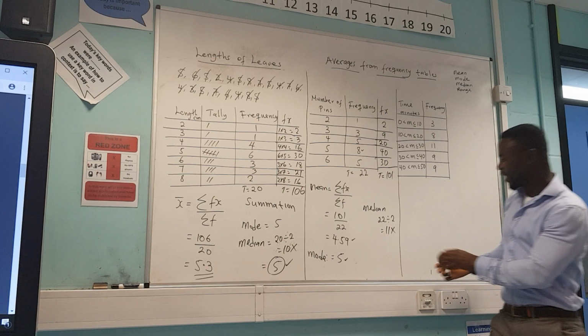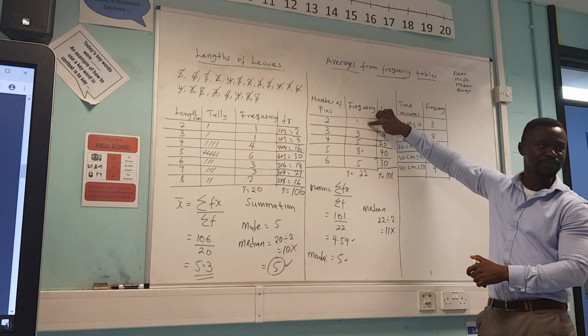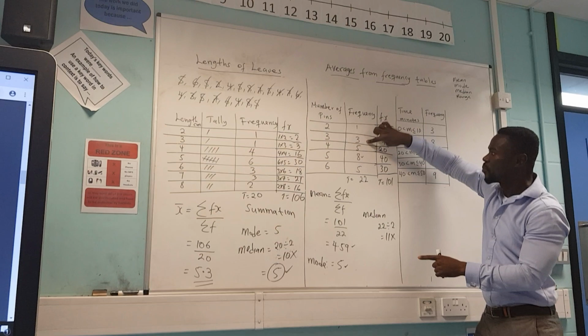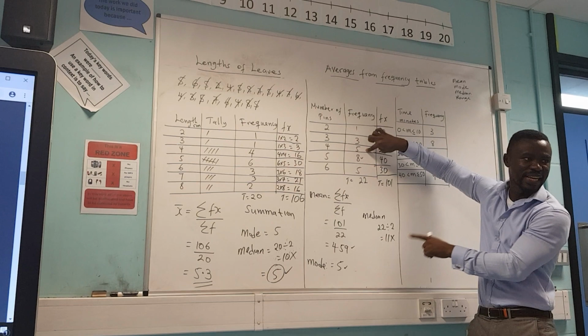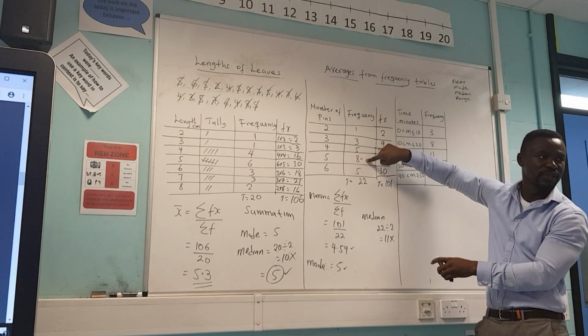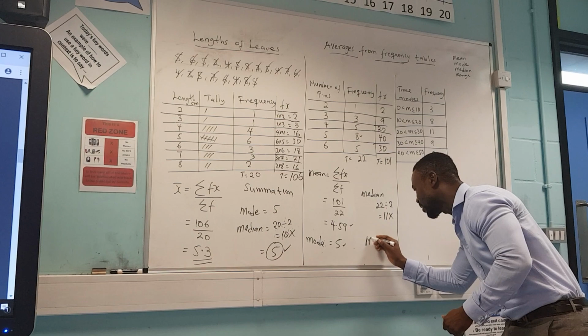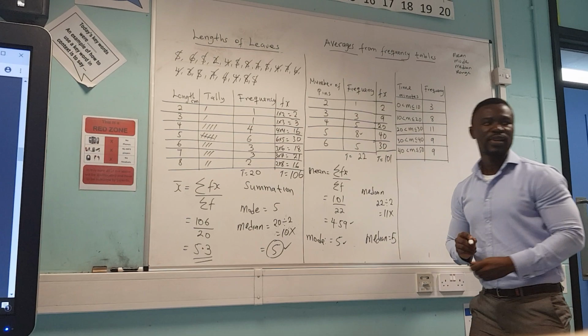So I go back to my frequency table and keep adding until I get 11 or more than 11. So 1 is smaller than 11, so it cannot be this number. Plus 3 is 4, still smaller than 11. 4 plus 5, 9, still smaller than 11. So 9 plus 8 is 17. It means it's bigger than 11. So our answer is here. So what is the number there? 5. So our median again equals 5. Happy?